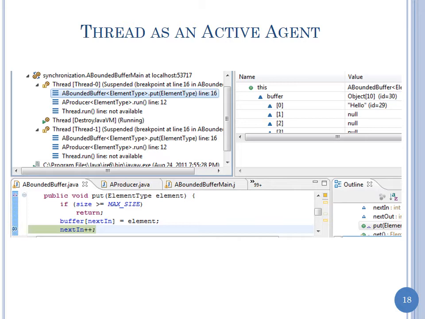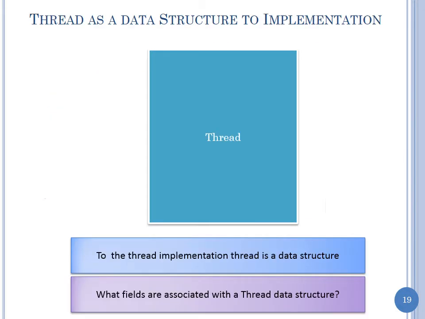But if you've done OS, you can think of the thread itself as data. It's a piece of data structure with some attributes, with some fields. And this data structure is interpreted by some other active agent, which happens to be the thread implementation. The thread implementation could be a user-level library. It could be a language. It could be an operating system. So there's a thread implementer.